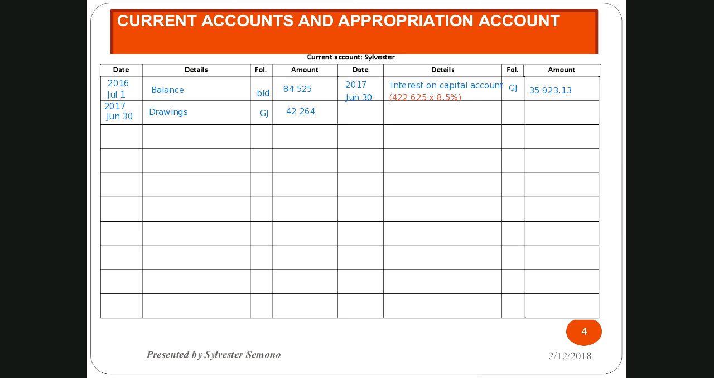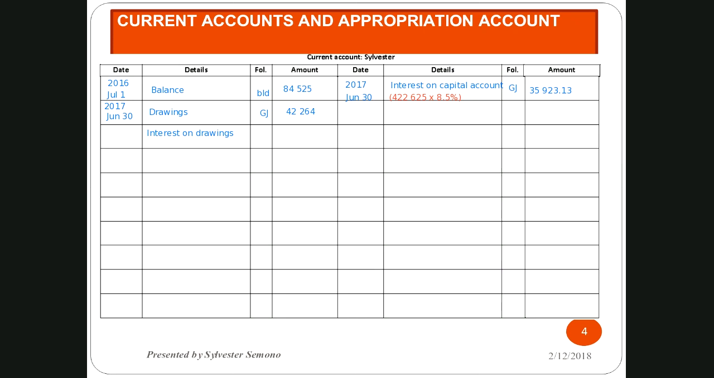And again, we need to show with a calculation how we found them. So we need to go to the drawings of Sylvester. The drawings for Sylvester is given as 4264, and we need to multiply by the percentage, which is percent. But if you can check here, they said the drawings was given 3 months prior.